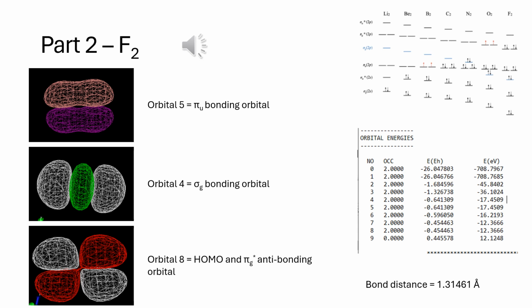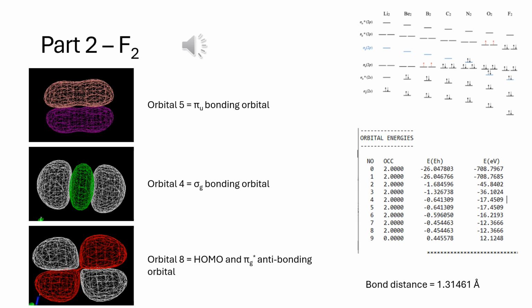Just like in oxygen, the same is seen in fluorine, F2, where orbital 4 is the sigma g bonding orbital, orbital 5 is the pi u orbital, and orbital 8 is the HOMO, as well as the pi g star antibonding orbital. For both O2 and F2, pi g star is within range, which wasn't the case for carbon or nitrogen. However, just like carbon and nitrogen, sigma u star is still outside of our analysis range.